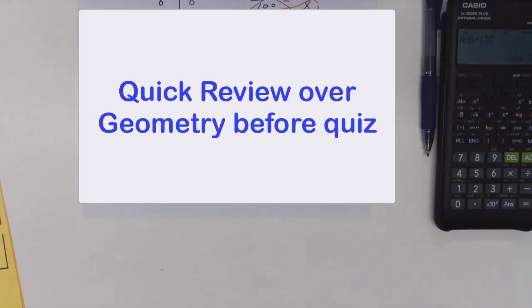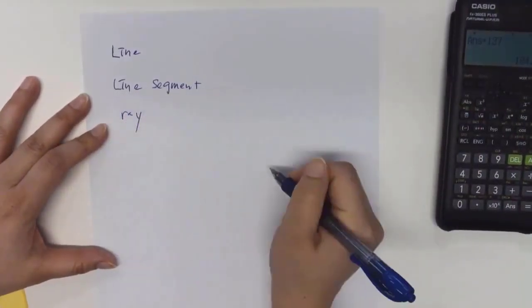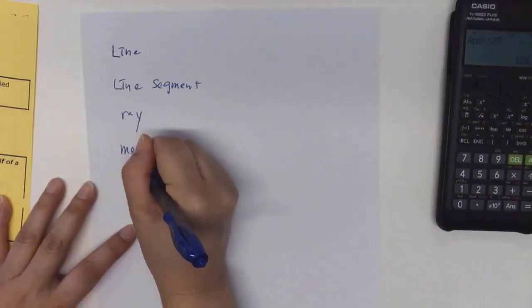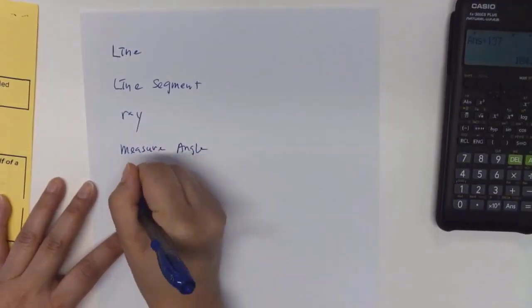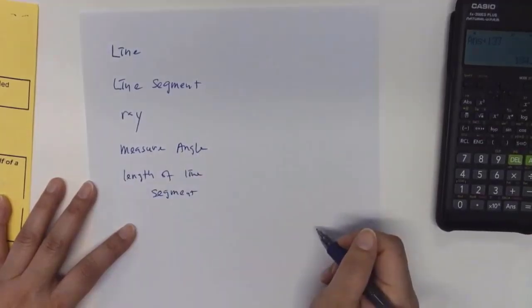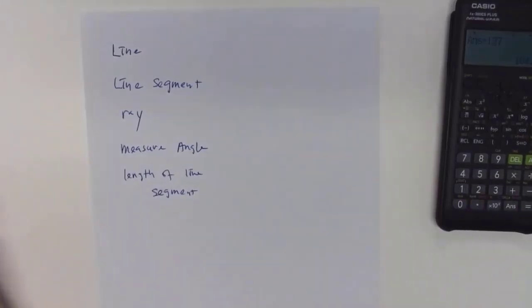Use a ruler and a protractor to measure. Does anybody still have a question about how to measure using a protractor or ruler? Some of the things you're going to need to know are how to write the correct notations for line segments and rays, and how to measure angles and the length of a line segment, and figure out some of the angles that we have talked about.